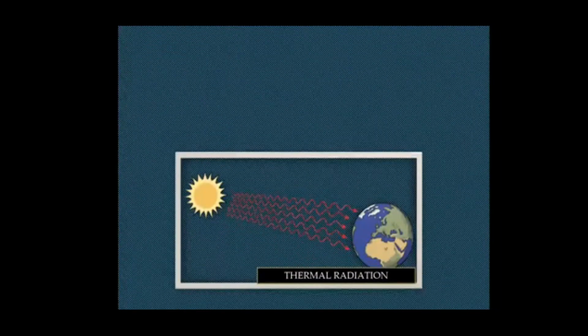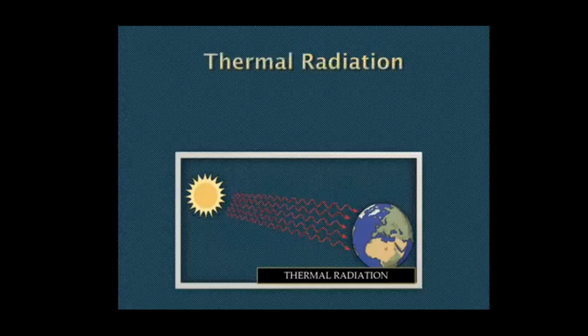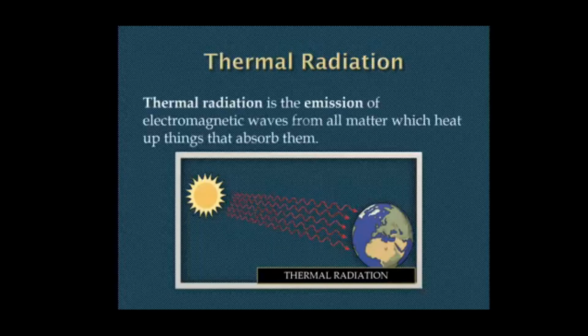Today I am going to explain about thermal radiation. What is thermal radiation? Thermal radiation is the emission of electromagnetic waves from all matter which heat up things that absorb them. Look at the picture. The sun is emitting electromagnetic waves and this is absorbed by the surface of the earth, and that's why it will heat up. This is about thermal radiation.